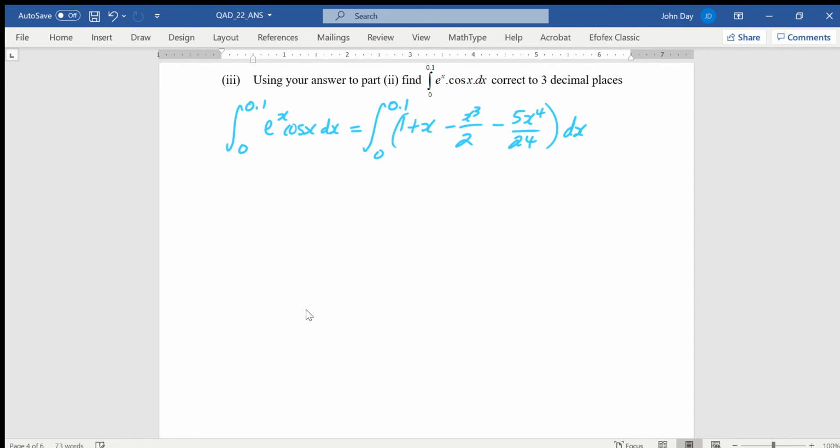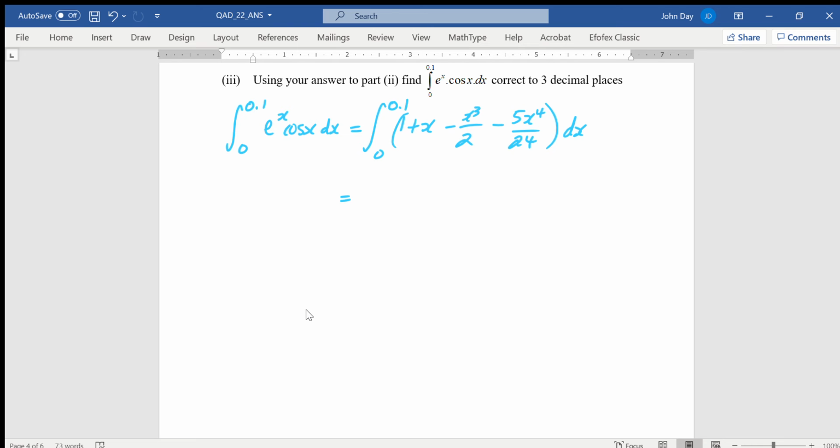Dx. Now, that's if they care about those terms, and because I only want the answer to 3 decimal places, if you power up 0.1 to anything more than x to the 4, it's not going to be relevant. Even x to the 4 is probably not affecting those places. So that's why they've only rounded it like that.